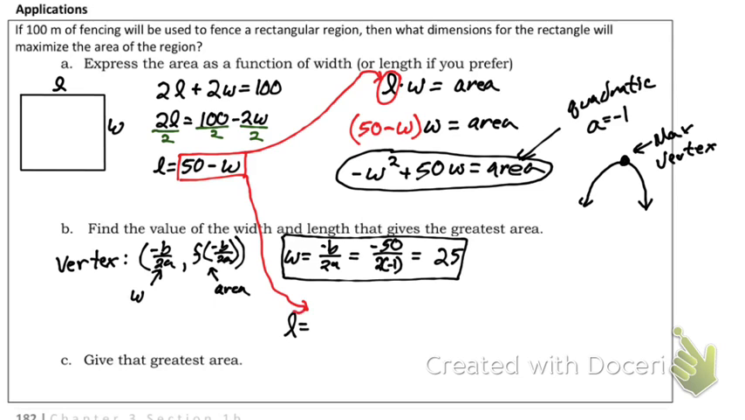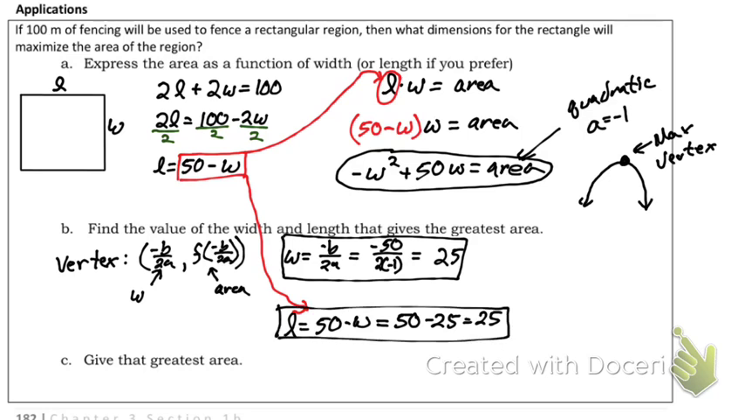So length equals 50 minus w, but we said w is 25, so that's going to equal 50 minus 25, which is going to equal 25. So then it says give the greatest area. Either we could plug that 25 in here and here, or we could just do our 25 times our 25. So what's our greatest area? Yep. 625. And did they give us measurements? Meters, so it would be meters squared.